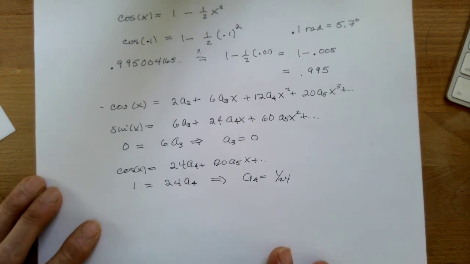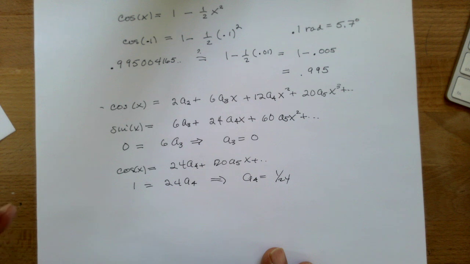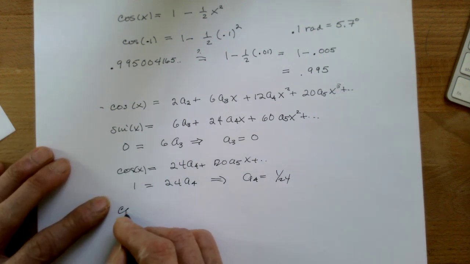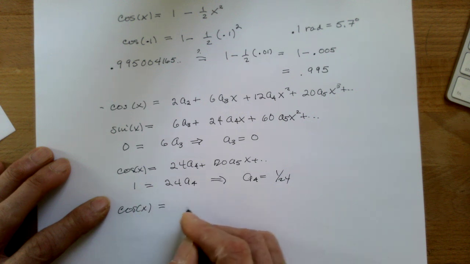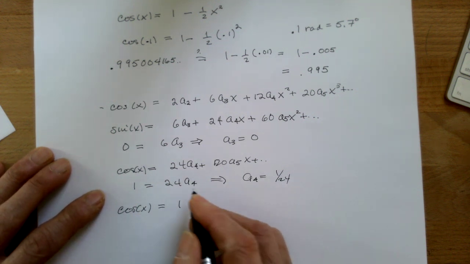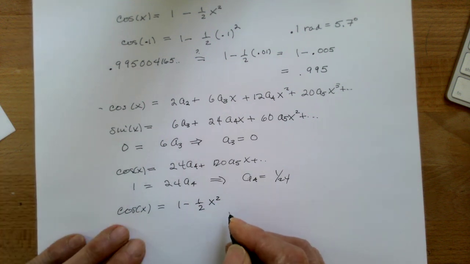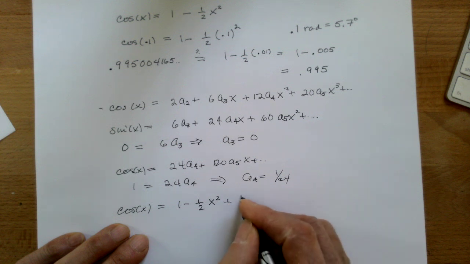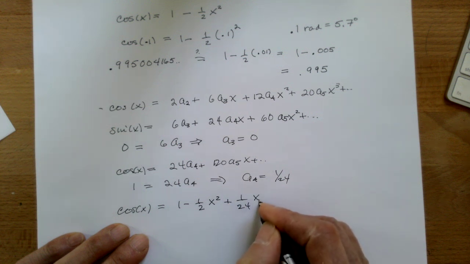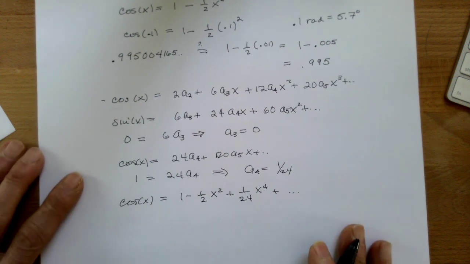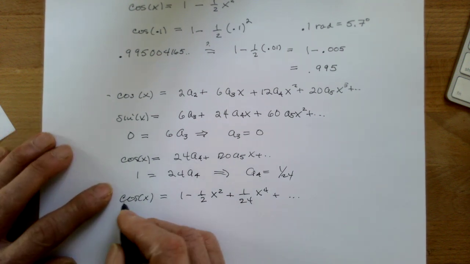We found a0, a1, a2, a3, and a4. By the way, a1 and a3 were both 0, which we suspect. And so now the polynomial has gotten longer, and we now have cosine of x is 1, which is the a0 term, minus a half x squared, because the a2 term was minus a half, and now we have plus 1/24 x to the 4th. And we can evaluate this at 0.1.